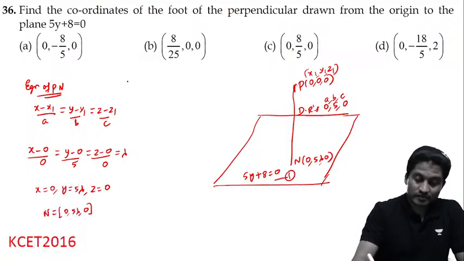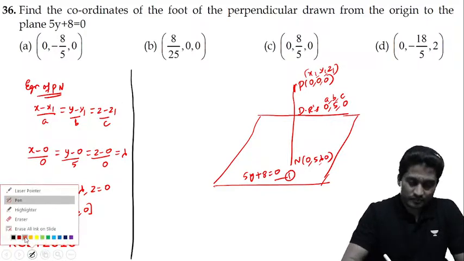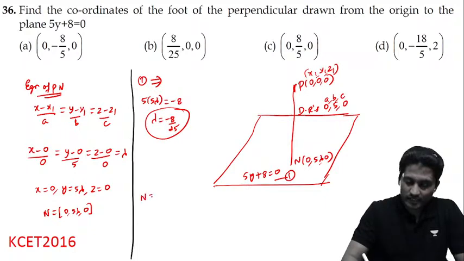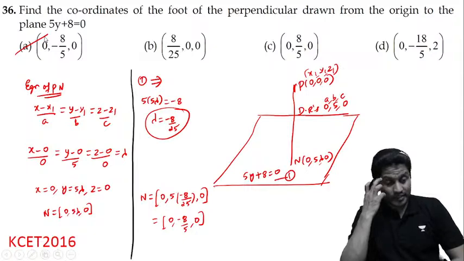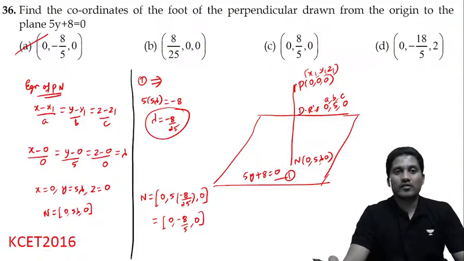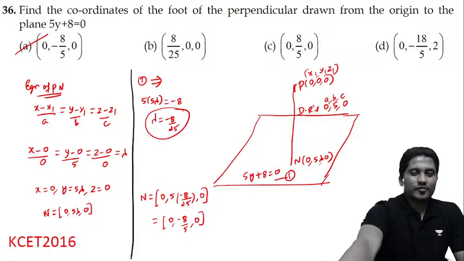Right, now if I substitute in plane 1, this is 5 into 5 lambda equal to minus 8. Lambda is equal to minus 8 by 25. Now if I substitute here, the foot of the perpendicular N is equal to 0 comma 5 into minus 8 by 25, and then comma 0. So it is 0 comma minus 8 by 5 comma 0. Answer is option A. Or you can take the points and substitute in the plane, you will get the foot of the perpendicular. Whichever satisfies, that is the answer. Obviously only option A will satisfy. Let's move to the next question.